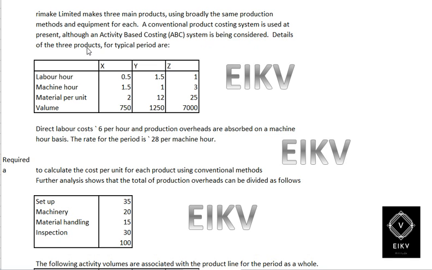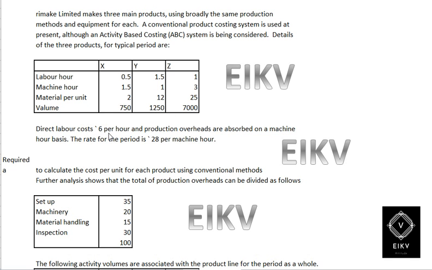The details of three products for a typical period are: labor hours 0.5, 1.5 and 1. The products are X, Y and Z. Machine hours 1.5, 1 and 3. Material per unit 2, 12 and 25. Volume 750, 1250 and 7000.